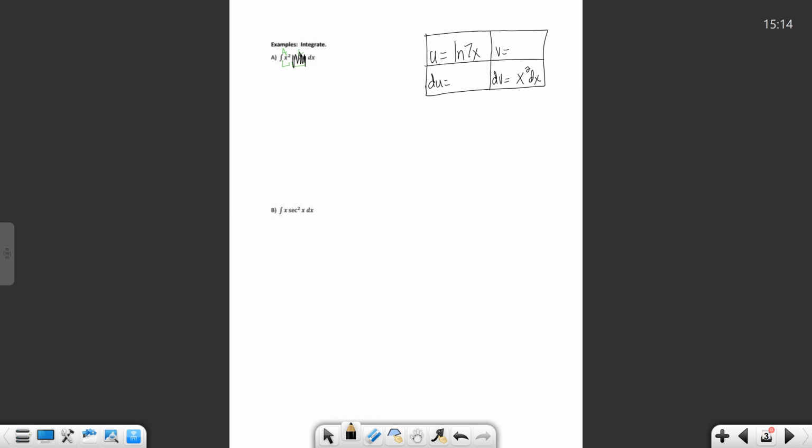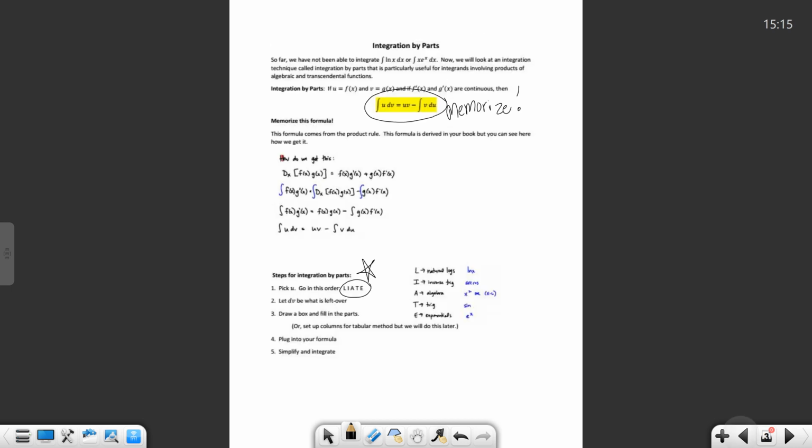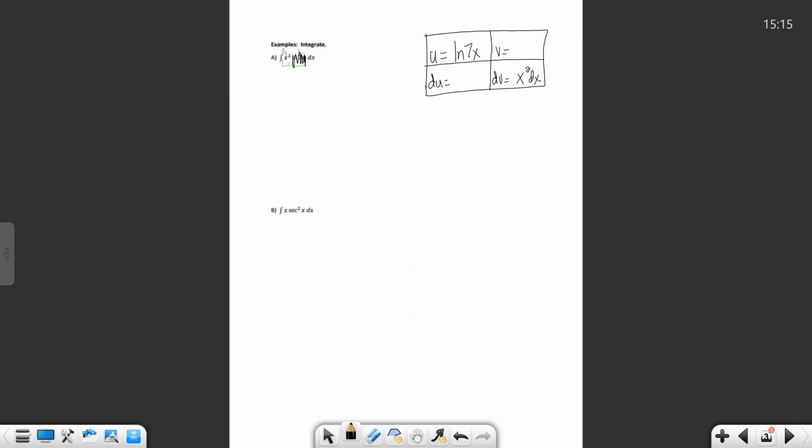We picked u, and we let dv be whatever's left over. We drew our box, but now we need to fill in the parts, and then we're going to plug into that formula. If u is the natural log of 7x, I need to get du. That's just the derivative. To take the derivative of a log, we put whatever's behind the ln on the bottom and the derivative of that on the top, so those cancel and you get 1 over x. You're supposed to put a dx with that. A lot of times I forget that, so forgive me if I do.